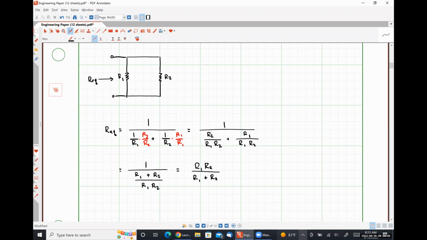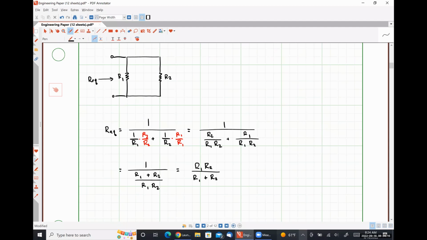This works for 2 resistors in parallel only. What I mean by that is that we cannot extend how this works to more than 2 resistors, okay? So if we had 3 resistors in parallel, it would not be R1 times R2 times R3 over R1 plus R2 plus R3. It actually can't be, the units don't work out, okay?